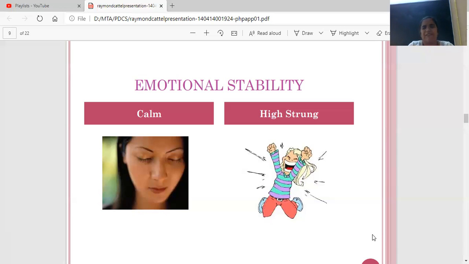For small things they get very excited, for small things they get hurt, and whatever it is, they show it. So they are not emotionally stable, they are very fickle-minded people. These people have a likely chance of going into depression. They get hurt easily, they get happy easily.